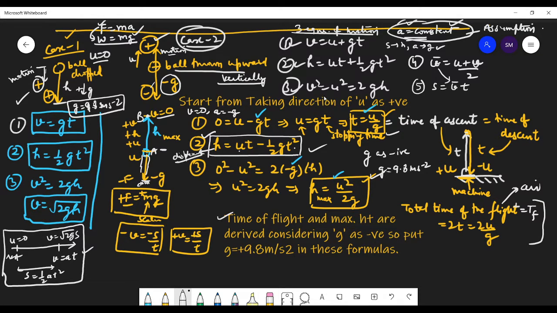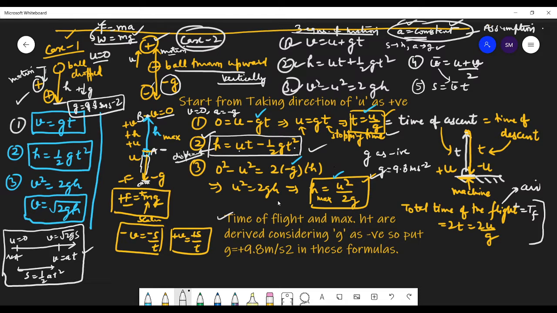Now the third formula. So v is equal to 0, and g is negative. So we get minus u square is equal to 2 into minus g h. So the negative cancels out, u square is equal to 2gh, and this is the maximum height. So this was the time of the flight and this is the height. So both depend on u.